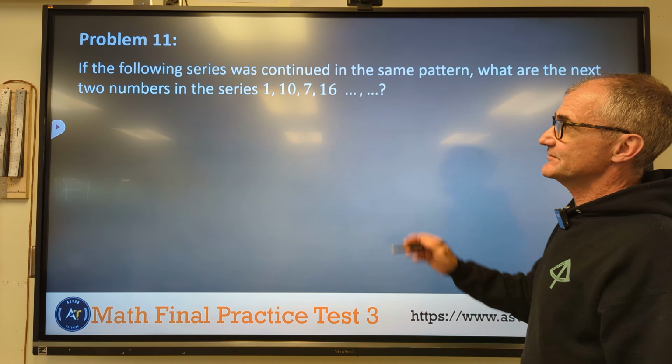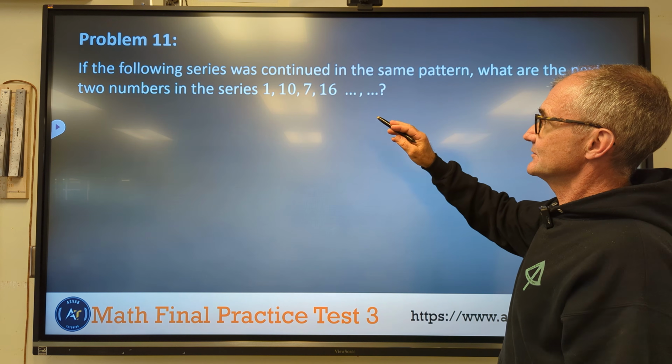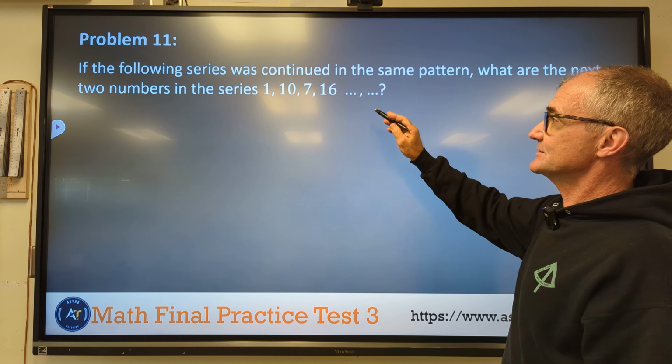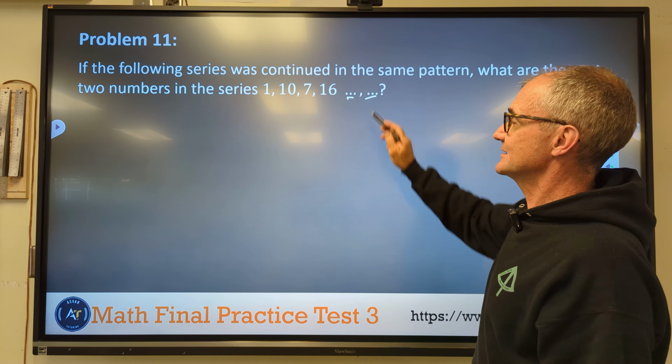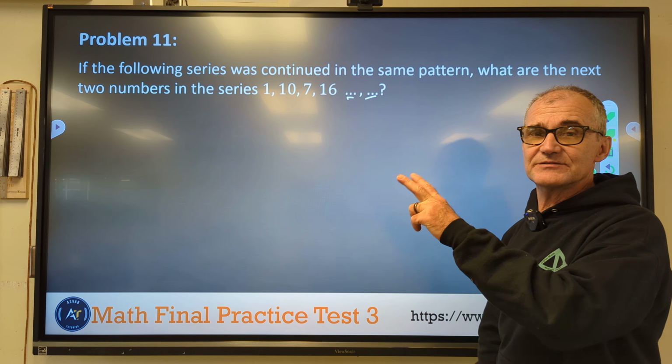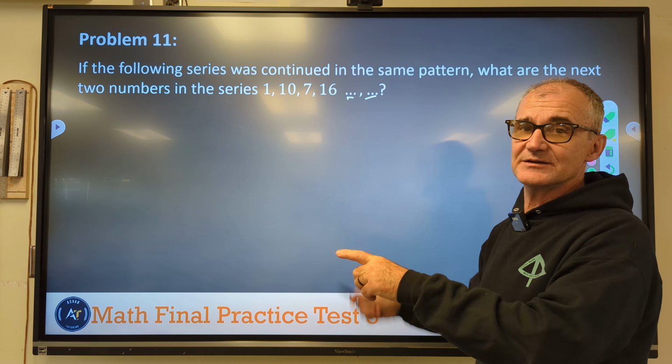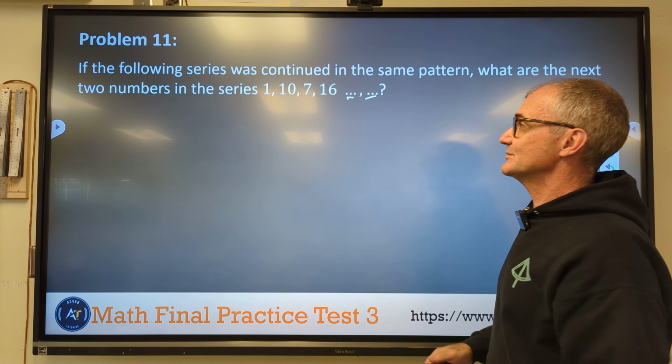Number 11, in the following series, let's continue. What are the next couple numbers in this series? So what is that number and that number? So I'm looking at this. There are 2 different types of series. One is arithmetic, where you add a certain amount each time. The other is geometric, where you're multiplying.